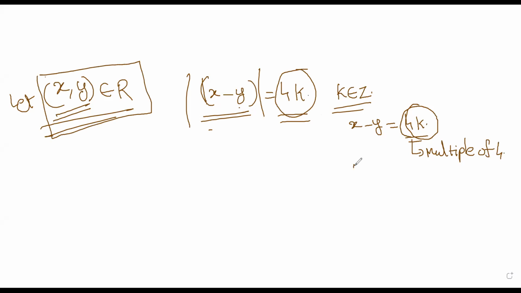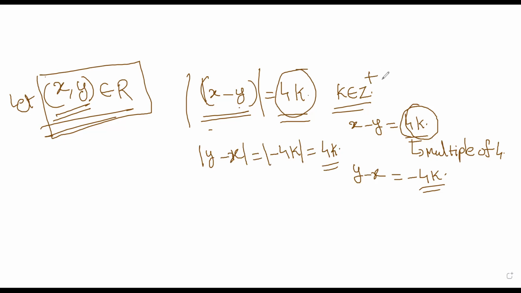And now if I take y minus x, what happens? I will get minus 4k, right? But it doesn't matter when you are taking the mod. So if I take mod of y minus x, that is mod of minus 4k, that is equal to 4k only. k belongs to Z plus, we'll consider. So mod 4k, so (y, x) also belongs to R.